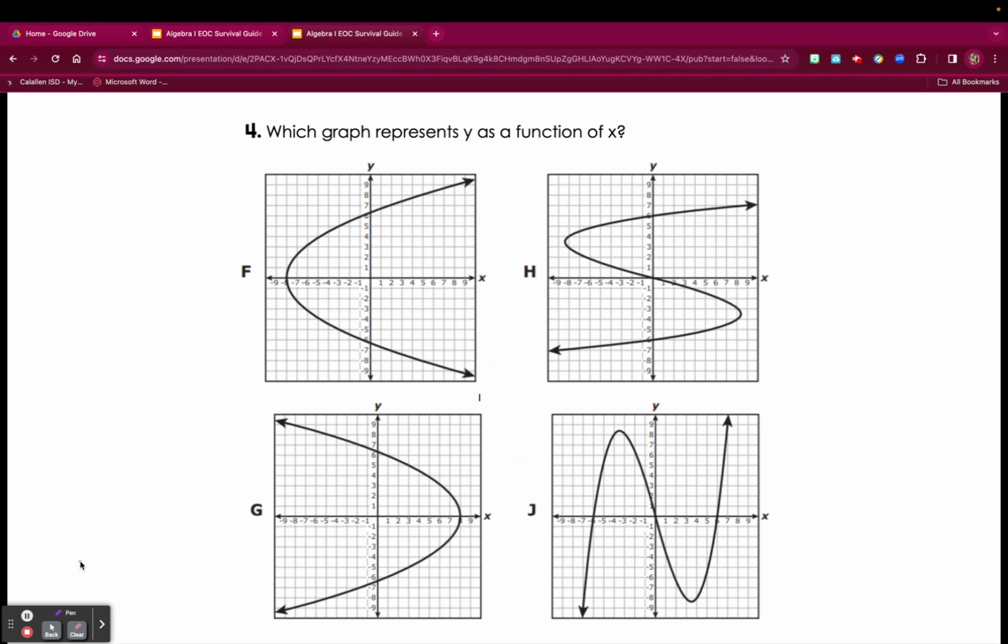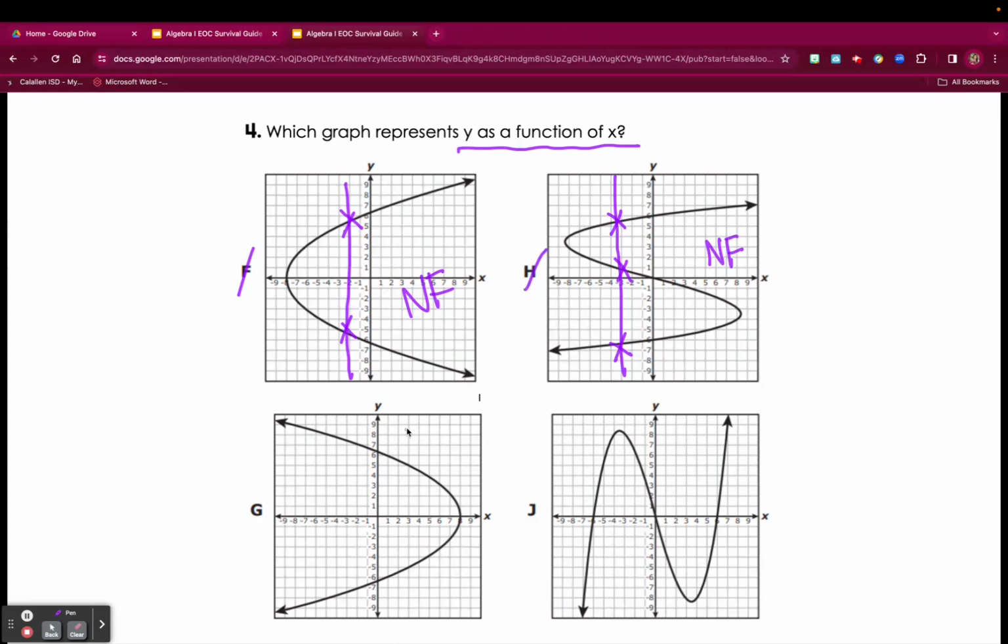Lastly, number 4, which graph represents y as a function of x? So here I'm checking to see which one passes the vertical line test. So if I look at F and I draw a vertical line, I see that it hits twice. So this is not a function. H, if I draw a vertical line, I see that it passes through 3 times. So this is not a function.